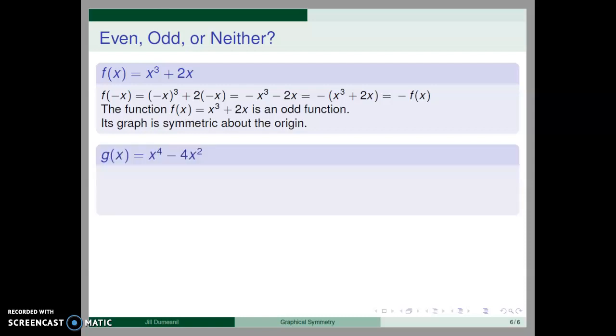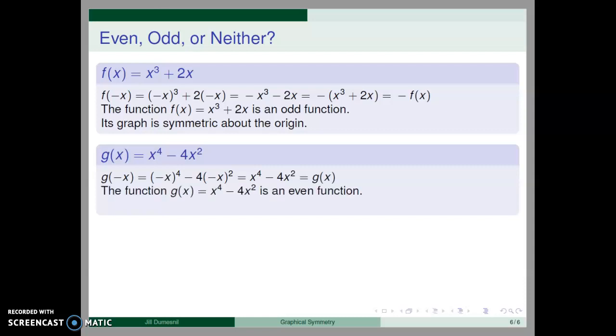Now let's consider the function g(x) = x^4 - 4x^2. Again, we will compute g(-x), simplify, and see what we get. We plug -x into the function g, then simplify. Notice that we have g(x). Therefore, the function g is an even function, and its graph will be symmetric about the y-axis.